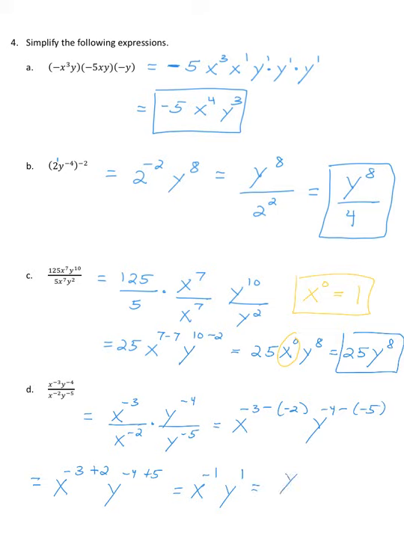If we have a negative exponent, we'll move that to the denominator. And technically, if there's a 1, you don't have to write that either, so that's y over x, and that is the final answer.